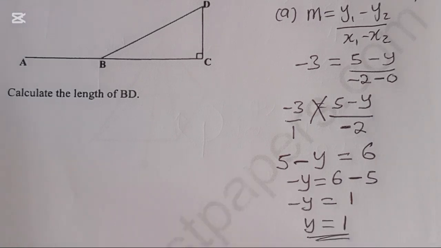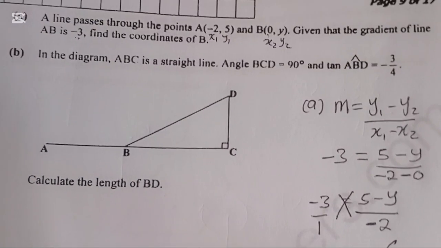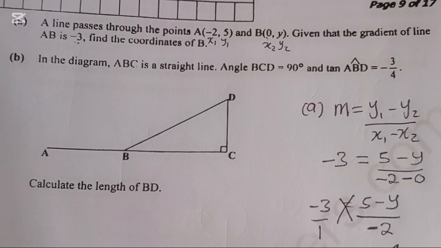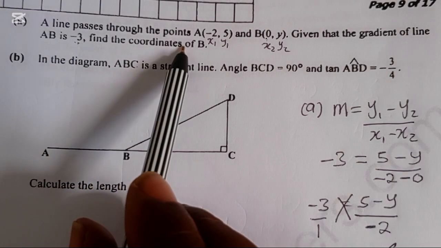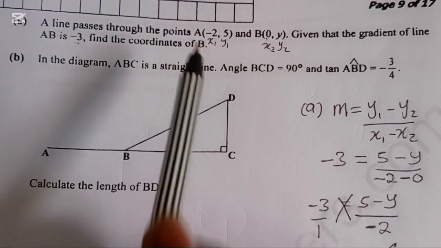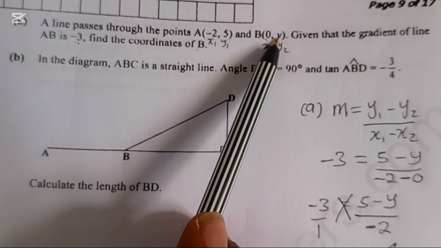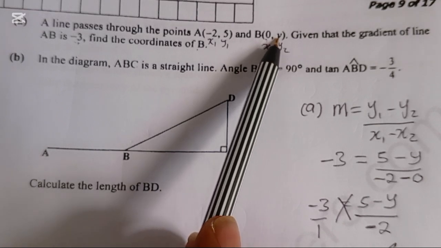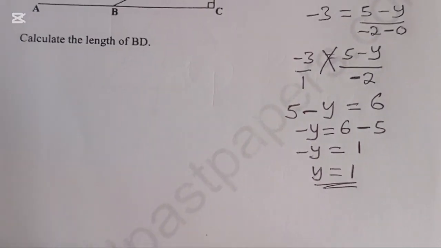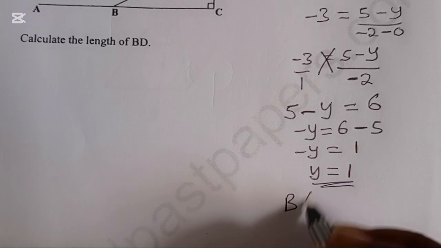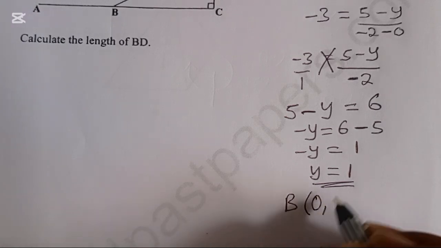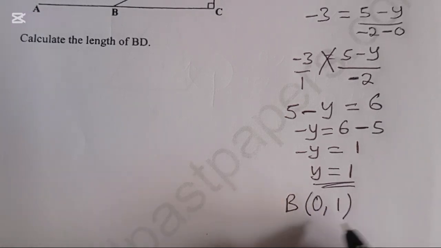So now the question is, find the coordinates of B. So where there is y, we are going to substitute the value of y. So coordinate B is 0, comma, where there is y, we substitute it.